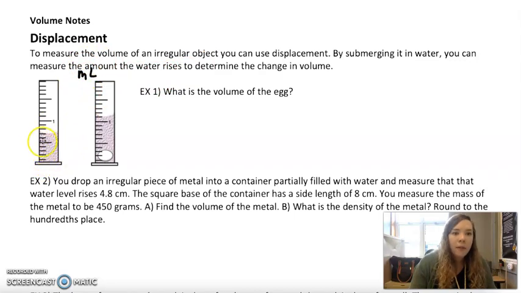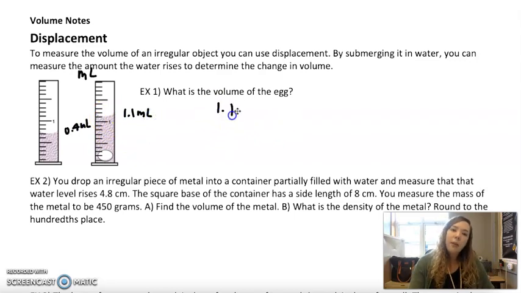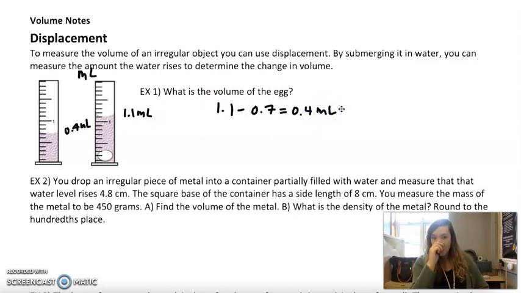It looks like this would be 5, 6, 7 tenths of a milliliter. And this one would be 1.1 milliliters. So to find the volume of our egg, we would just subtract and we would get 0.4 tenths of a milliliter. Okay. So this is already in volume units, so all we have to do is subtract.